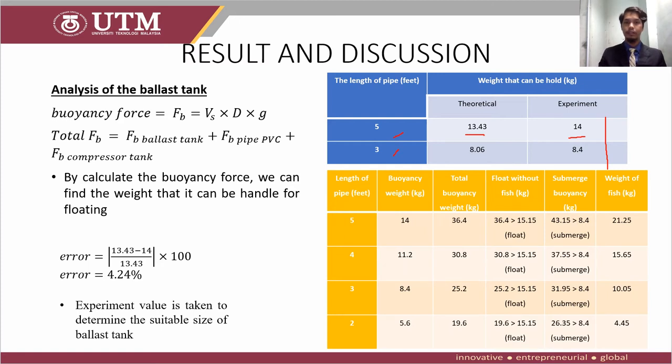This is the data for every length of pipe, so we can find the weight of fish for every length of pipe. The requirement is 10 kilograms. So from this table, I will choose 3 feet length of pipe.